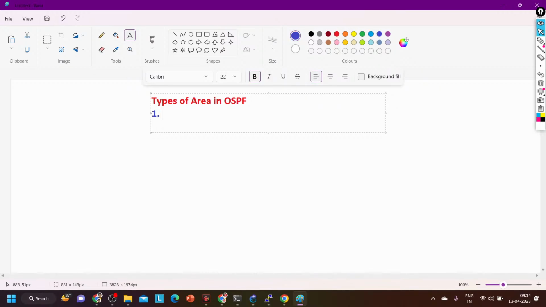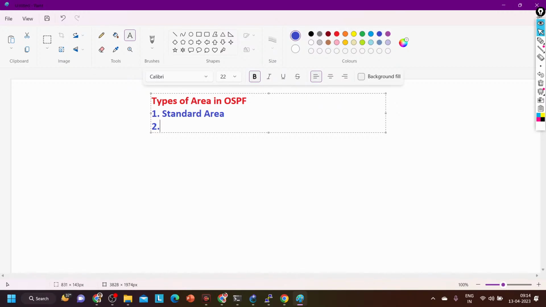First type of area is nothing but a standard area. And you know, area concept is used to filter LSA in OSPF. Why we have area concept? To filter LSA. And by default, in a standard area, all LSAs are allowed. There are two types of standard area, internal and backbone. So whatever area concept we had discussed till now, that was standard area. And by default, all LSAs are allowed in a standard area.